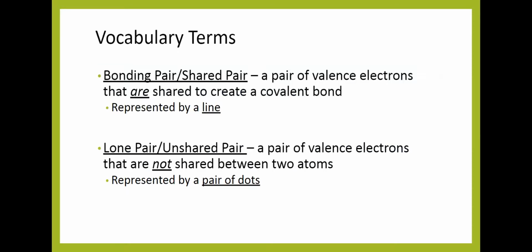Before we get started with Lewis dot diagrams, here are 2 vocabulary terms, each with an alternate name that means the same thing. Bonding pair, or shared pair, is a pair of valence electrons that are shared to create a covalent bond. When we draw our Lewis dot diagrams, we represent these electrons using a line. The other term is lone pair, or unshared pair. This is a pair of valence electrons that are not shared between the 2 atoms, and it is represented by a pair of dots.